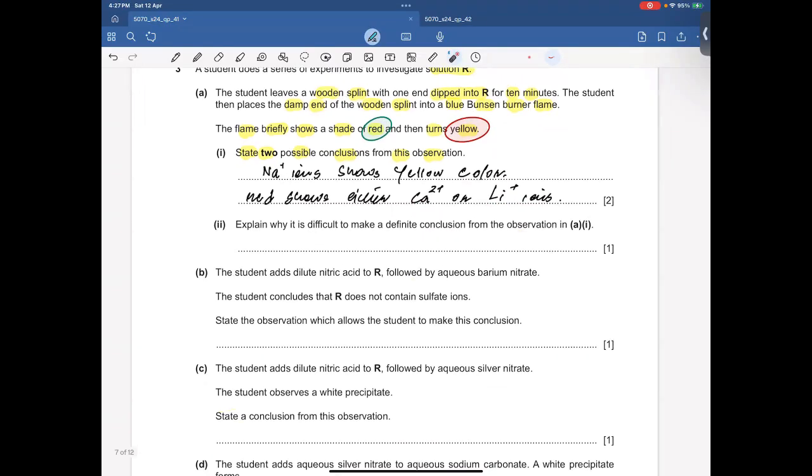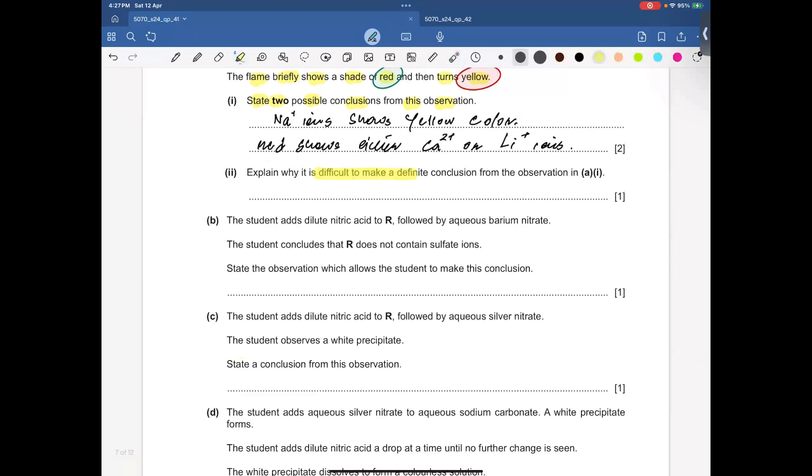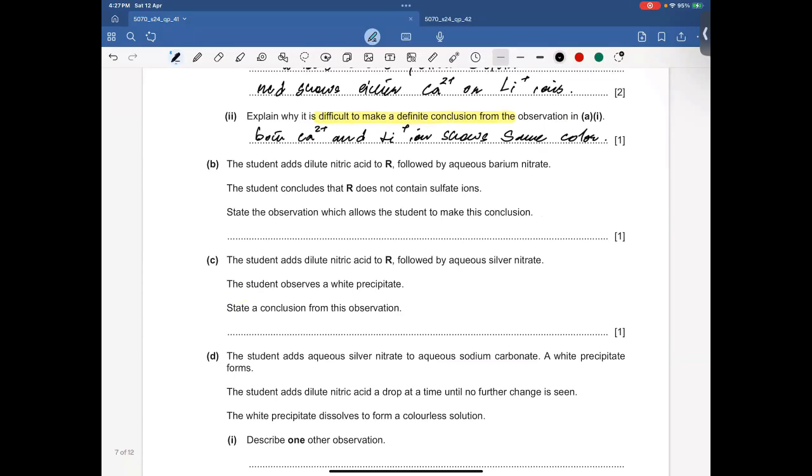Explain why it is difficult to make a definite conclusion. For the same reason, because both calcium ion and lithium ion show the same color. Okay, because different ions show different colors, but both these different ions show the same color, which is why it is very, very difficult to make the definite conclusion.